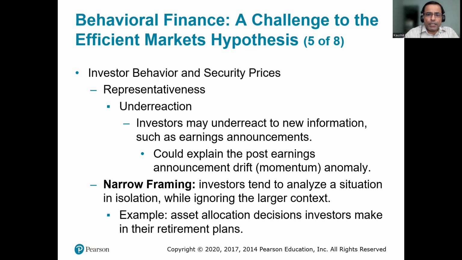The other example is underreaction. So investors may not react to any new relevant information. That could explain the post-earnings announcement drift. Whenever good news comes, some investors may not quickly react to that good news and they may start buying the stock at a later point of time. As more investors keep buying later into future, the positive returns keep persisting.